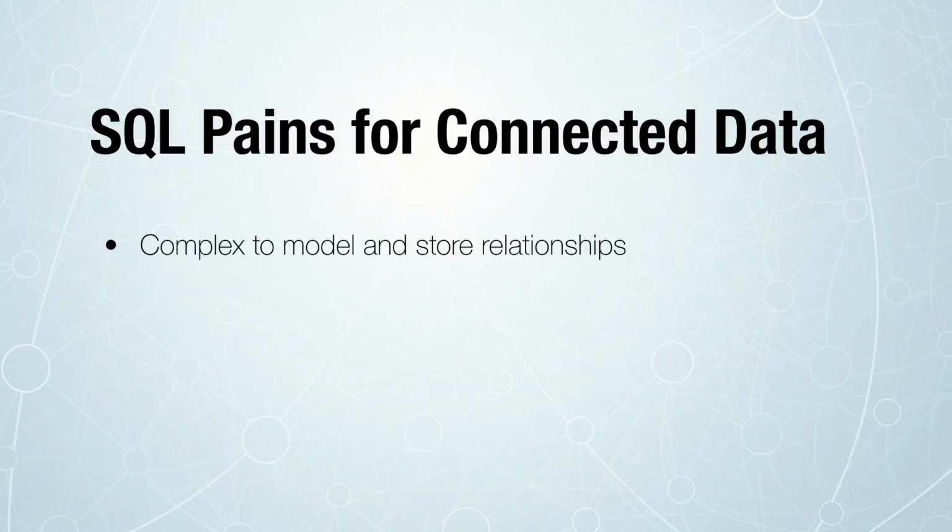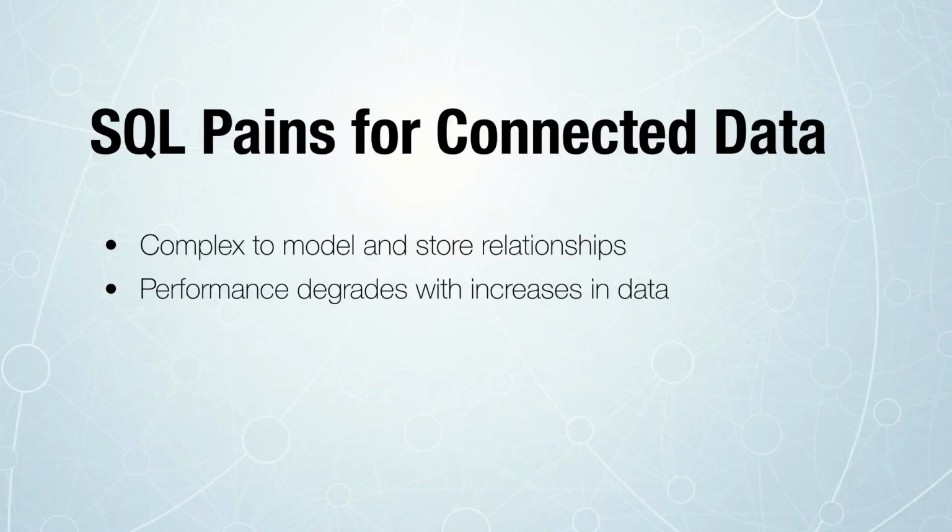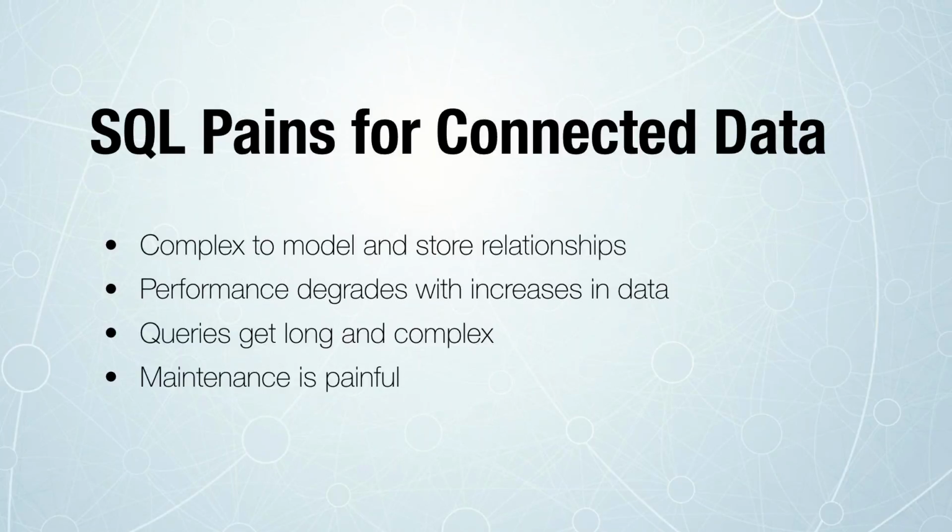So SQL overall, when dealing with highly connected data, makes it complex to model and store the relationships. They are called relational databases, but honestly, I think that there's a better way to represent these relationships. Your performance degrades as you have increases in data. If you have to do index lookups across each of these joins, that's obviously quite expensive. The queries get long and complex. And schema migrations become a daily nightmare, or not a daily nightmare, but a monthly, a quarterly nightmare for your developers as you add new fields.